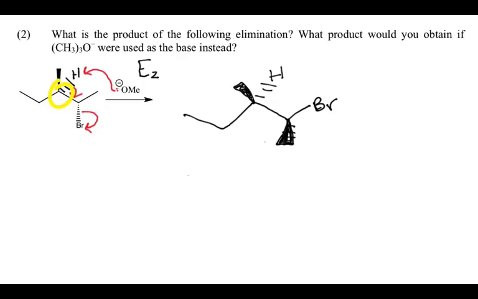So priority 1 would be the bromine, priority 2 would be this, priority 3 would be this. So this is S. Okay? What about here? Hydrogen is coming forward, bromine priority 1, 2, 3. But then you have to flip them. But they're the same stereochemistry. So is that right?